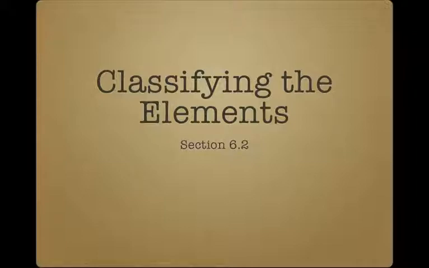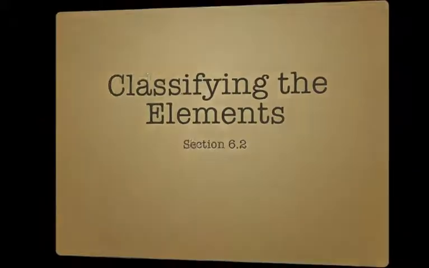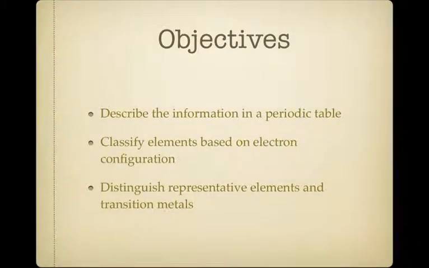Section 6.2, classifying the elements. And here's our objectives. Please write these down. Describe the information in a periodic table. Classify elements based on electron configuration and distinguish representative elements and transition metals. So I want you to put those three objectives in your notes. Those should be kind of the first things that go in there.